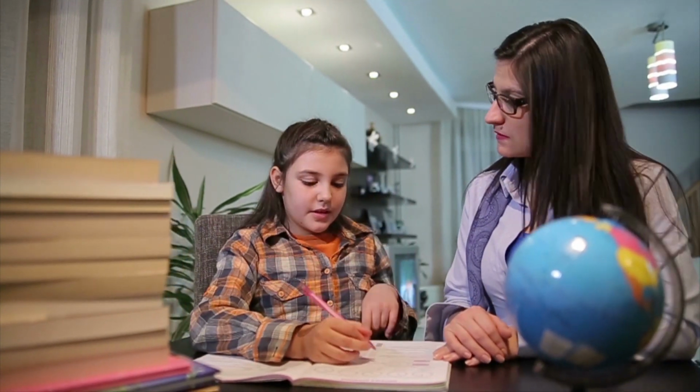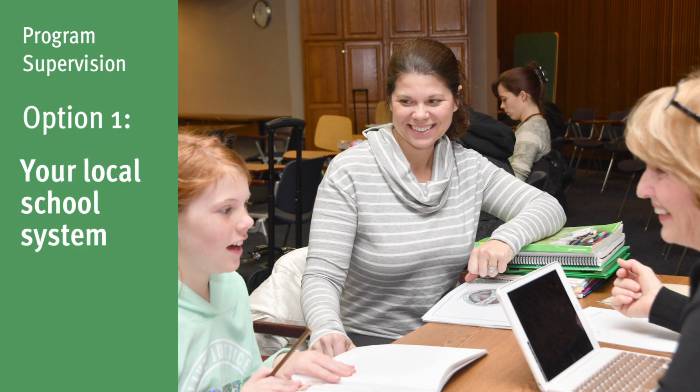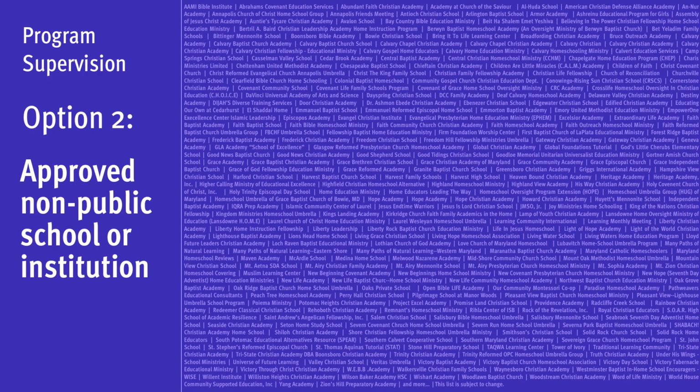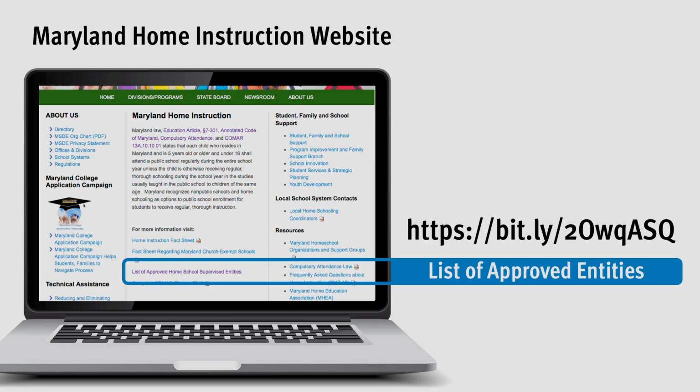There are two options for supervision. Option one is that you may have your home instruction program reviewed by your local school system, to be discussed more thoroughly in segment 2. Or option 2 is that you may have your home instruction program supervised by an approved non-public school or institution. A list of non-public entities approved for that purpose, sometimes referred to as umbrella groups, can be found on the MSDE website. In short, supervision is required by either an MSDE approved entity or your local school system.